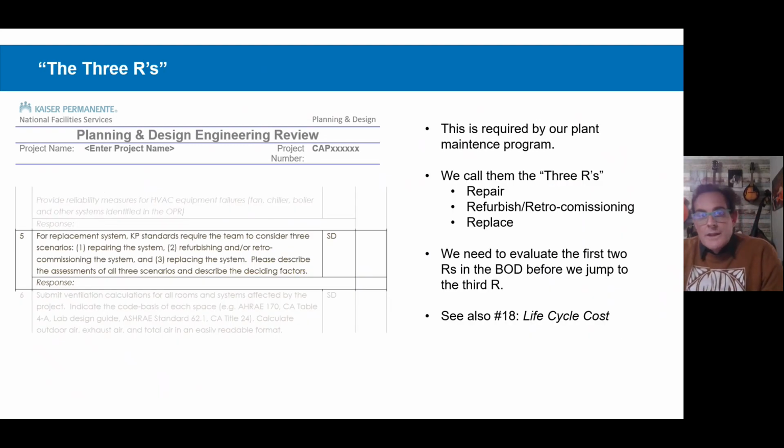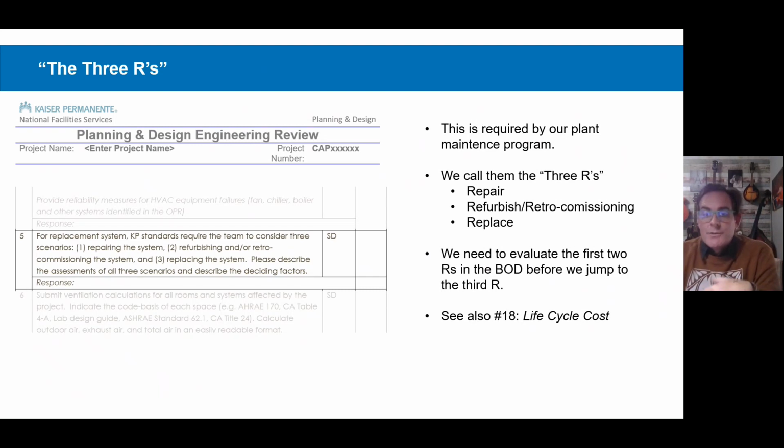The 5th one is internal Kaiser language that we call the 3 R's. And this is very commonly missed. It is an internal Kaiser requirement of our plant maintenance program. Anytime we approach a piece of equipment, air handler, boiler, chiller, what have you, we are required to consider 3 cases: the repair case, the refurbish or retro-commission case, and then the replacement case, the 3 R's.